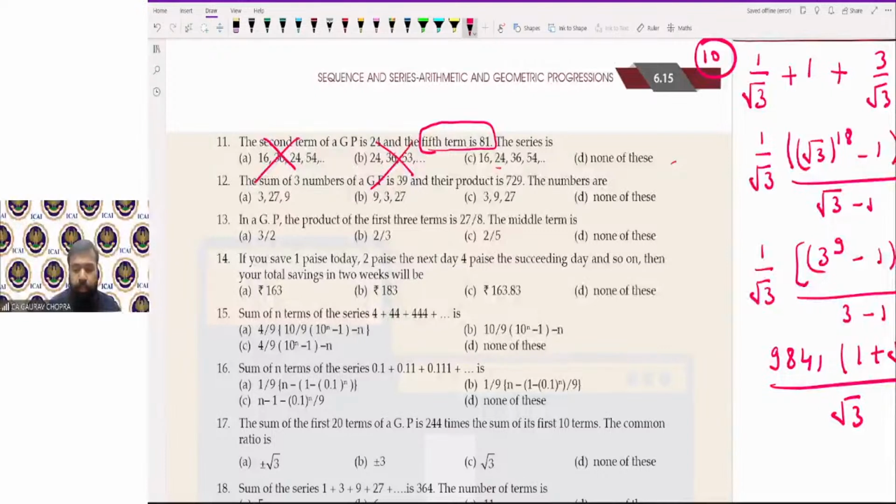सो फोर्थ टर्म अवेलेबल है. फिफ्थ टर्म के लिए आप क्या कर लेंगे? फोर्थ टर्म मल्टीप्लाई बाय द कॉमन रेशियो. यस, दिस इज 81. So therefore option number C is the correct answer. Okay, so C is absolutely fine.